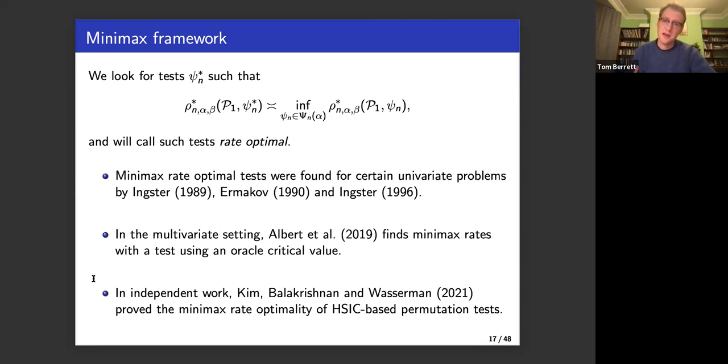I think this is a very nice starting point for a paper, and of course I had this idea and other people also had this idea that this would be a nice idea for a paper. So while we were doing this, Kim, Balakrishnan and Wasserman were also doing something similar, and they were studying the minimax rate optimality of another permutation test, this time based on the Hilbert-Schmidt independence criterion.